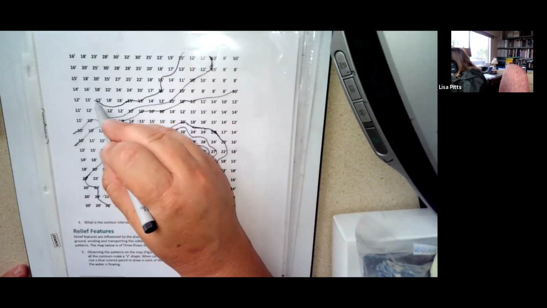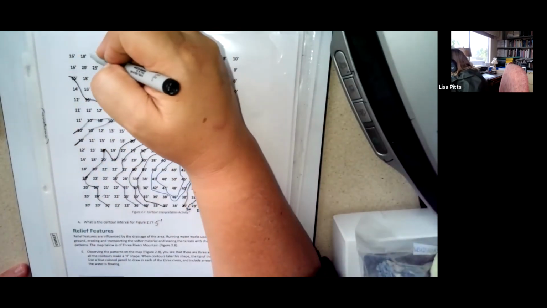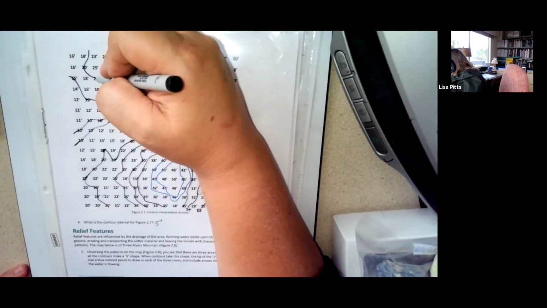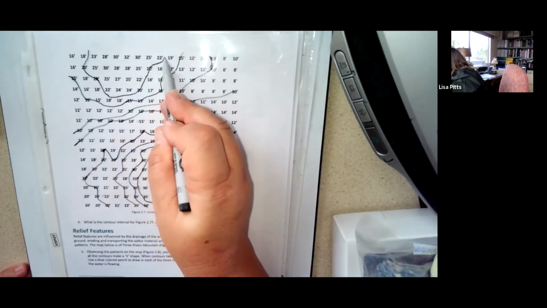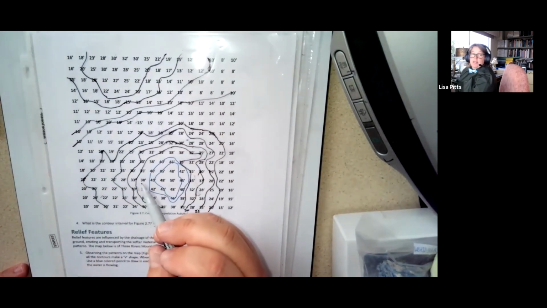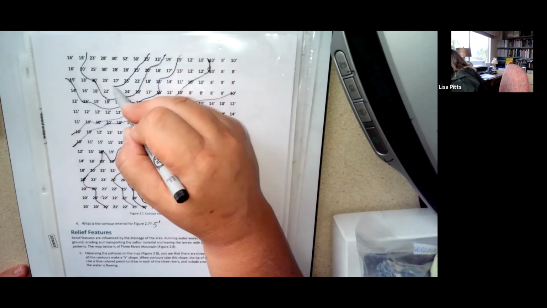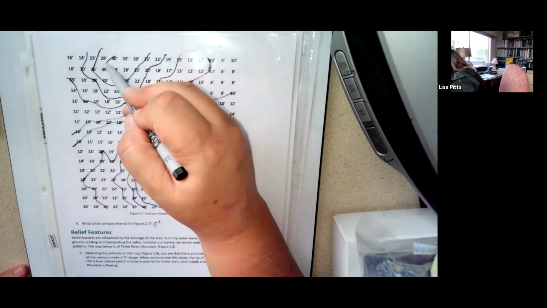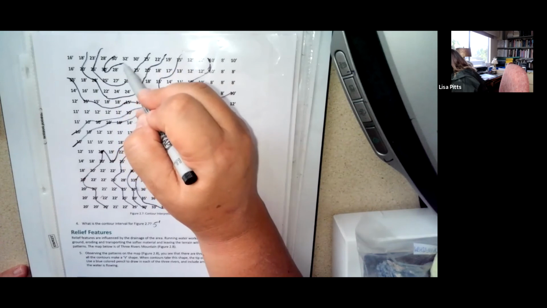15, 15, 15, 15. We have 20, 20, 20, 20, 20. Like I said, if I say the number to myself a lot, then I remember what I'm drawing. 25, 25, 25, and then 30, 30, 30, 30, like that.